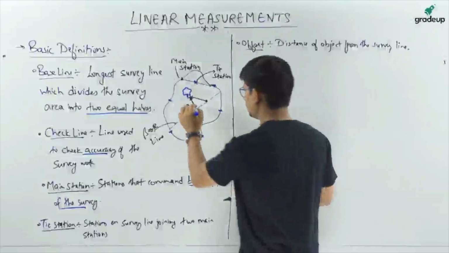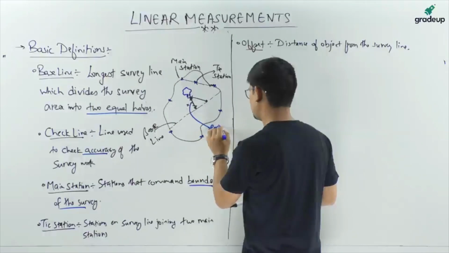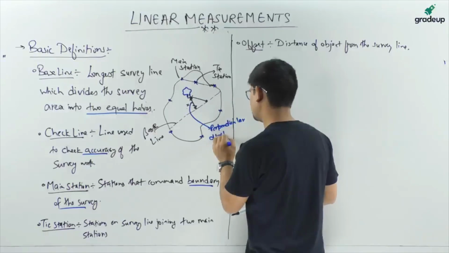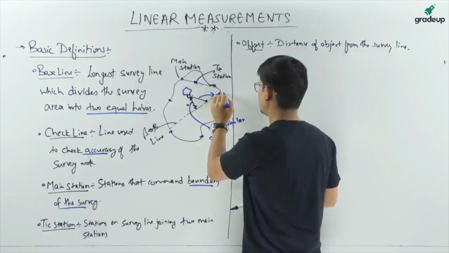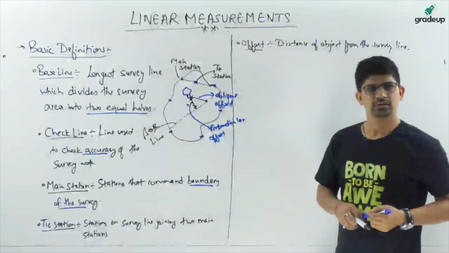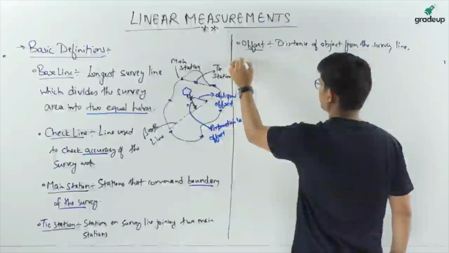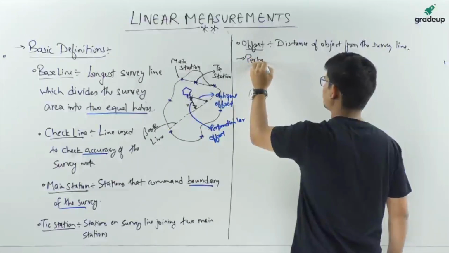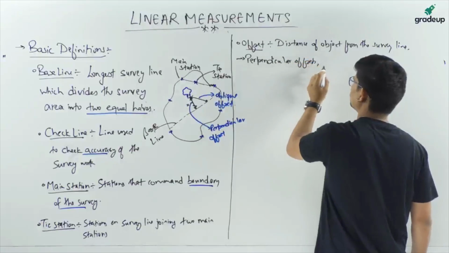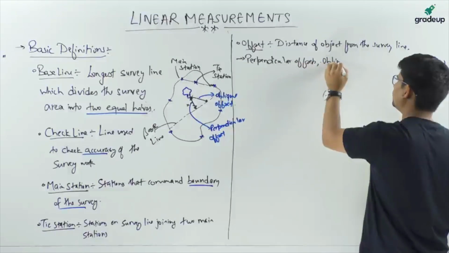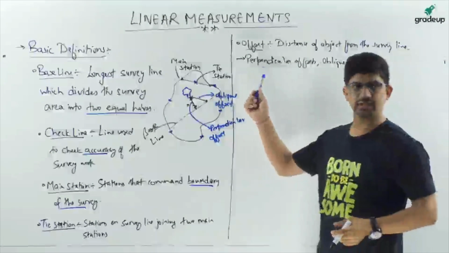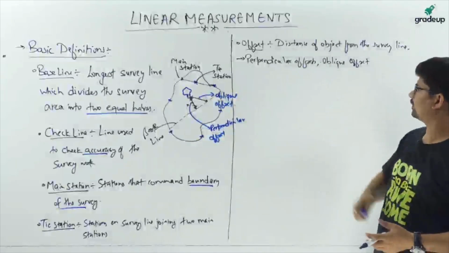Okay, so here this is perpendicular offset, this distance, and this is oblique offset. Okay, so offsets can be either perpendicular, that is at 90 degree, or they can also be oblique angle other than the 90 degree. Generally perpendicular offsets are taken, but at times if not possible then oblique offsets are taken.